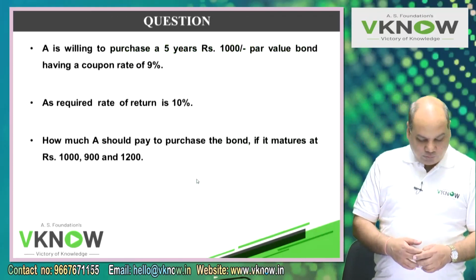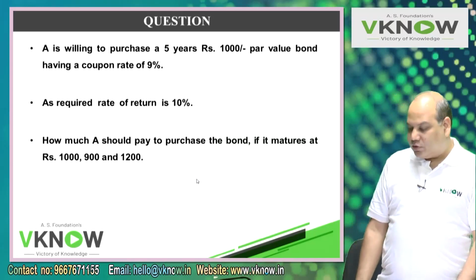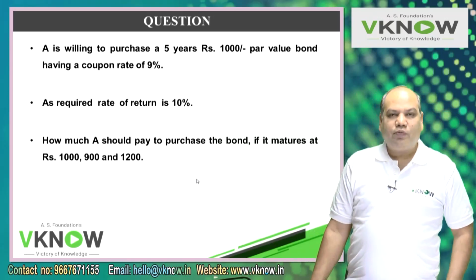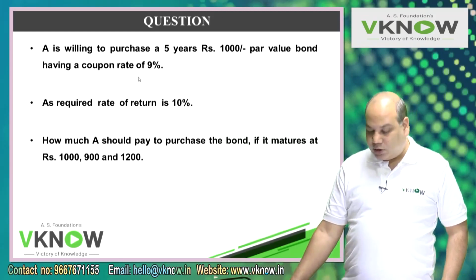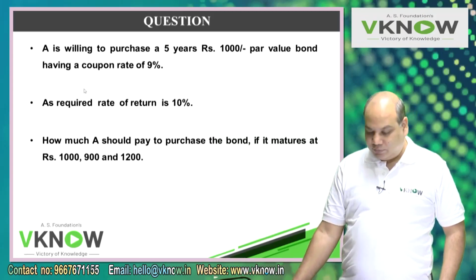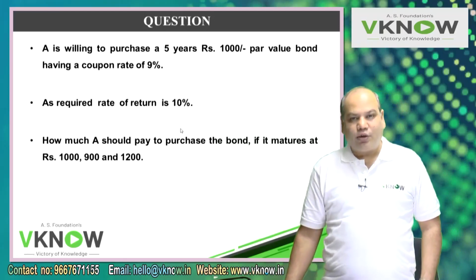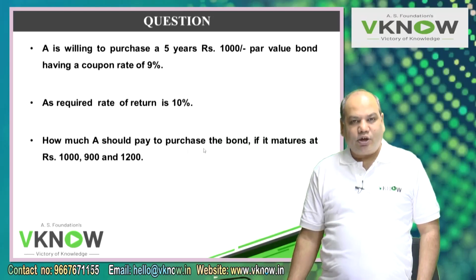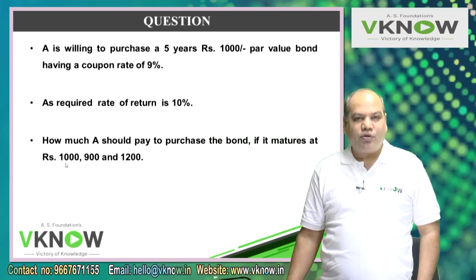So come to question number 2. Again, just for practice, A is willing to purchase a 5-year rupees 1000 par value bond having a coupon rate of 9%. So what is the annual coupon? 9% of 1000 rupees, 90. What is the total original maturity? 5 years. Required rate of return is 10%. So this is discount rate. How much A should pay to purchase the bond if it matures at 1000 rupees?